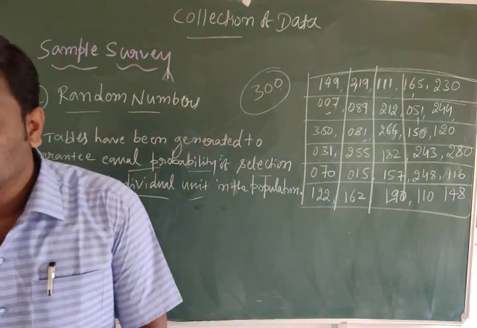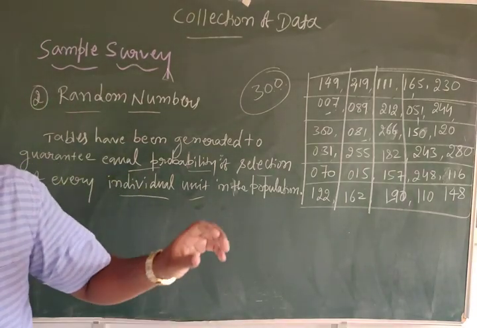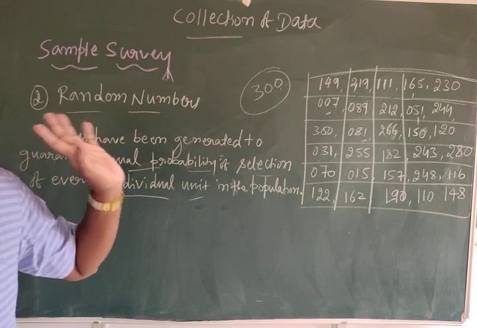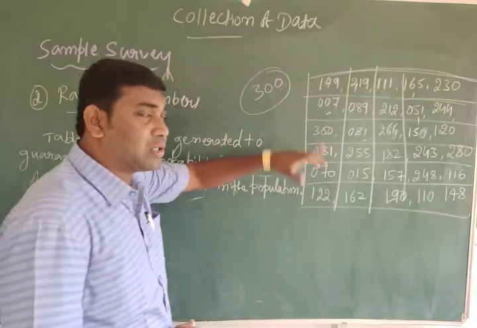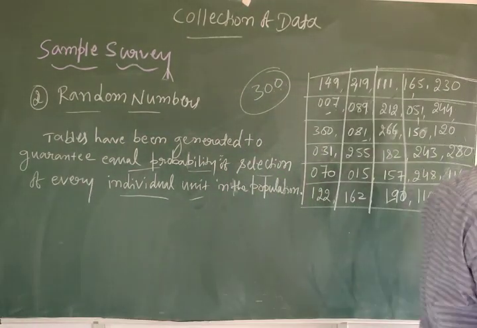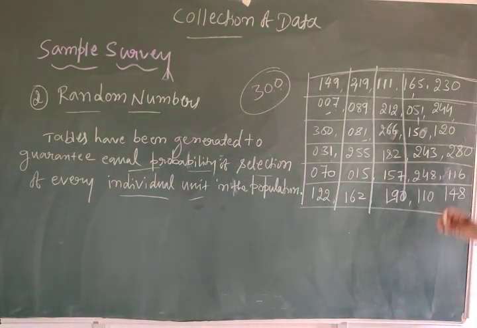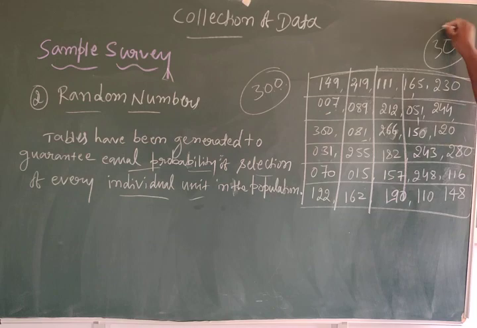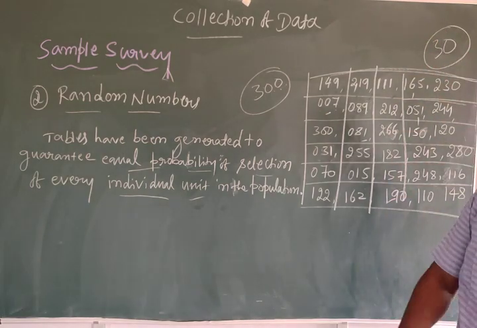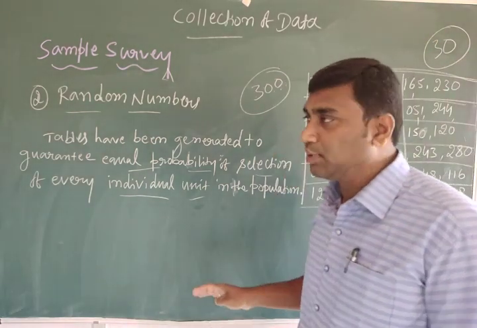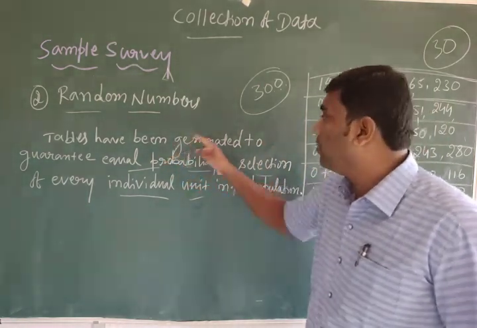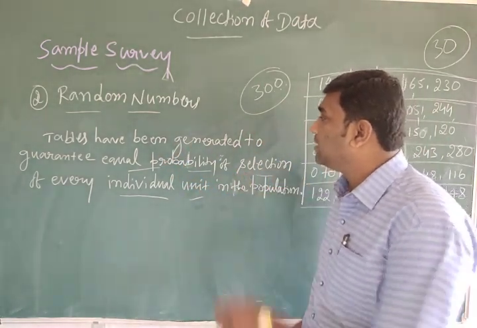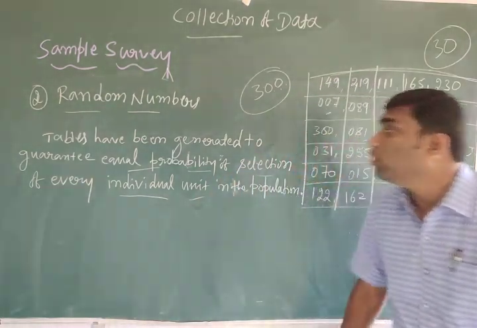We can start using the table from anywhere, from any page, any column, any row, any point. We can select any, but we have to select only 30. This is called random numbers. Don't bother much about this one here. The random number table is nothing but tables generated to guarantee equal probability.